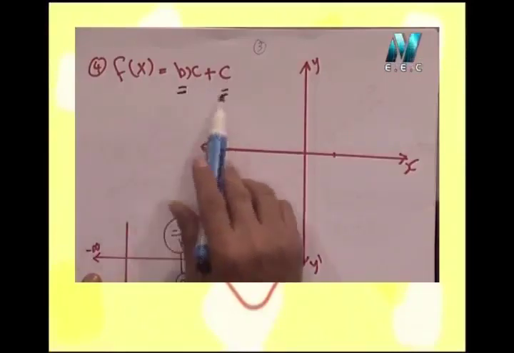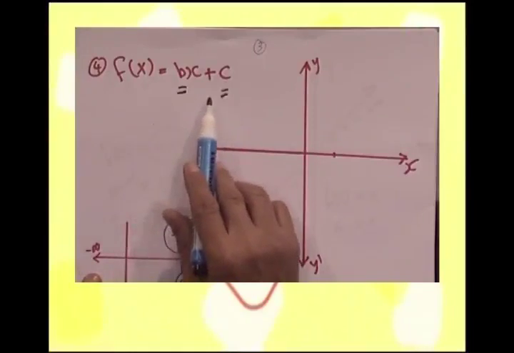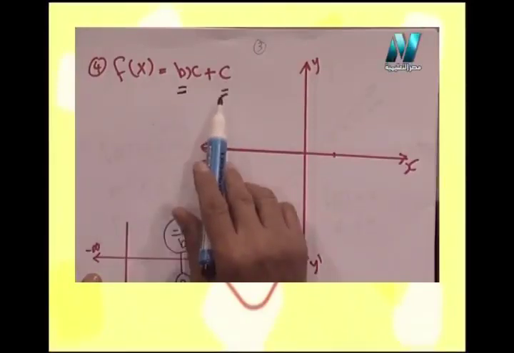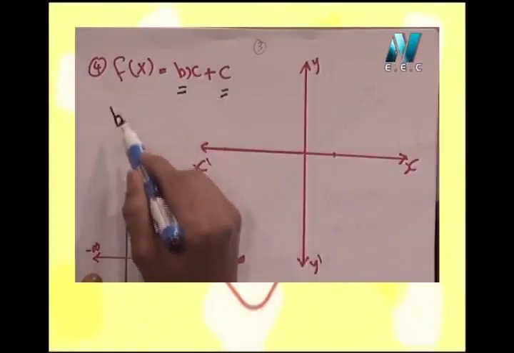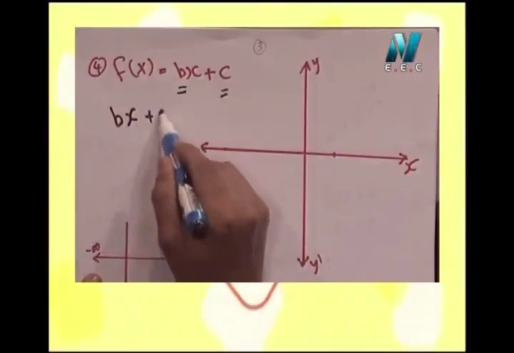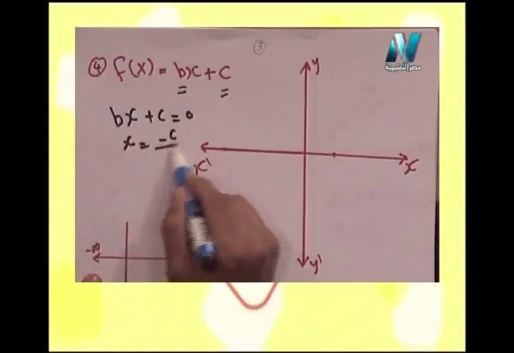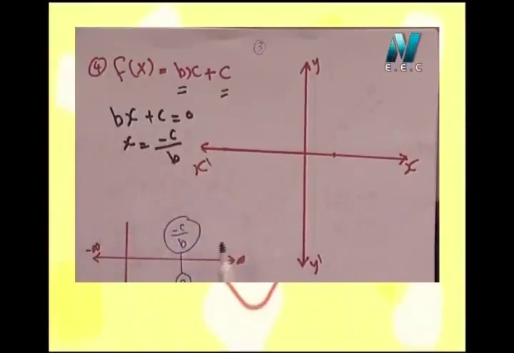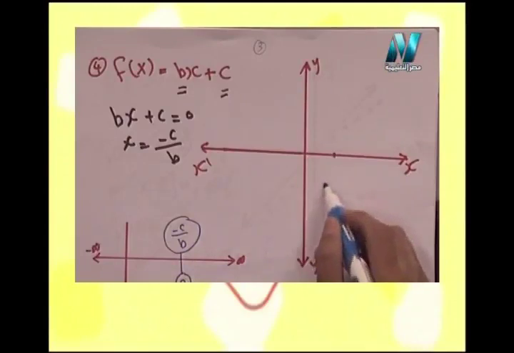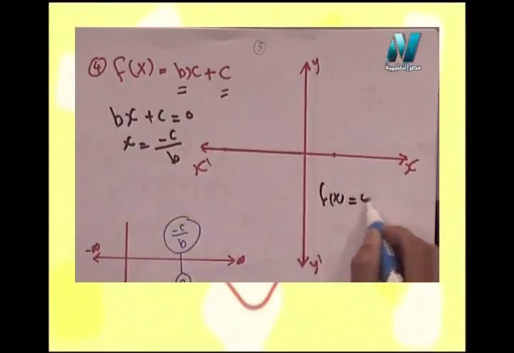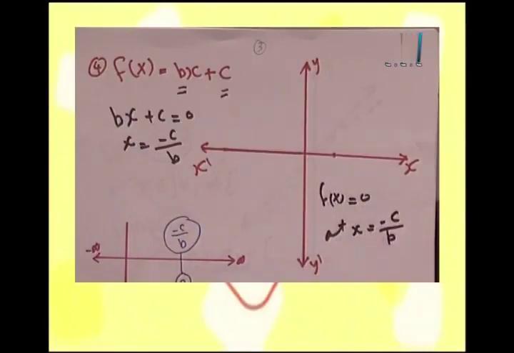If you would like to find out in what domain or part of x the function is negative or positive, we put bx plus c equals 0 here. So x equals negative c over b. When x equals negative c over b, the function will be 0. So f(x) here equals 0 at x equals negative c over b.